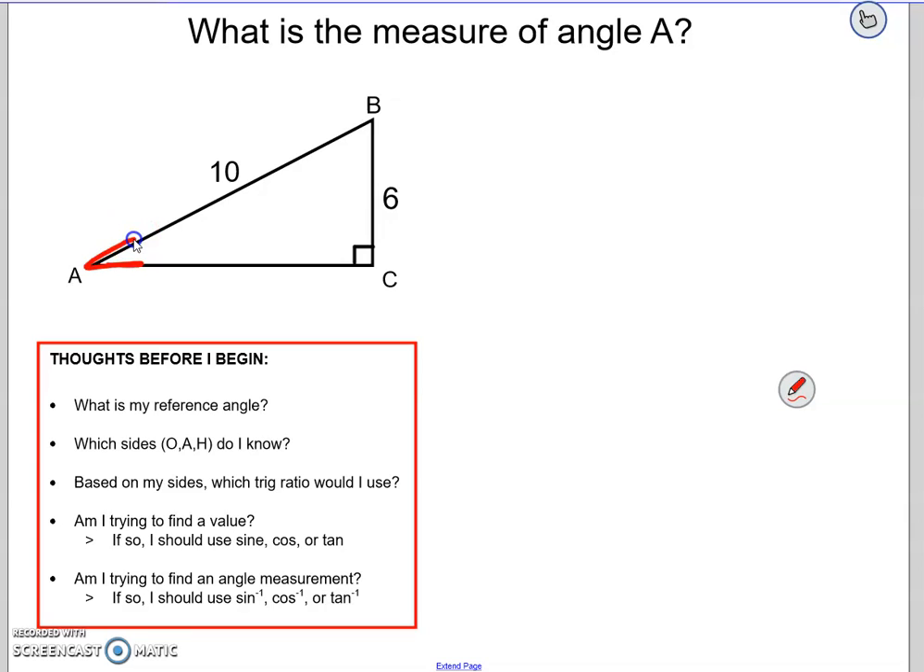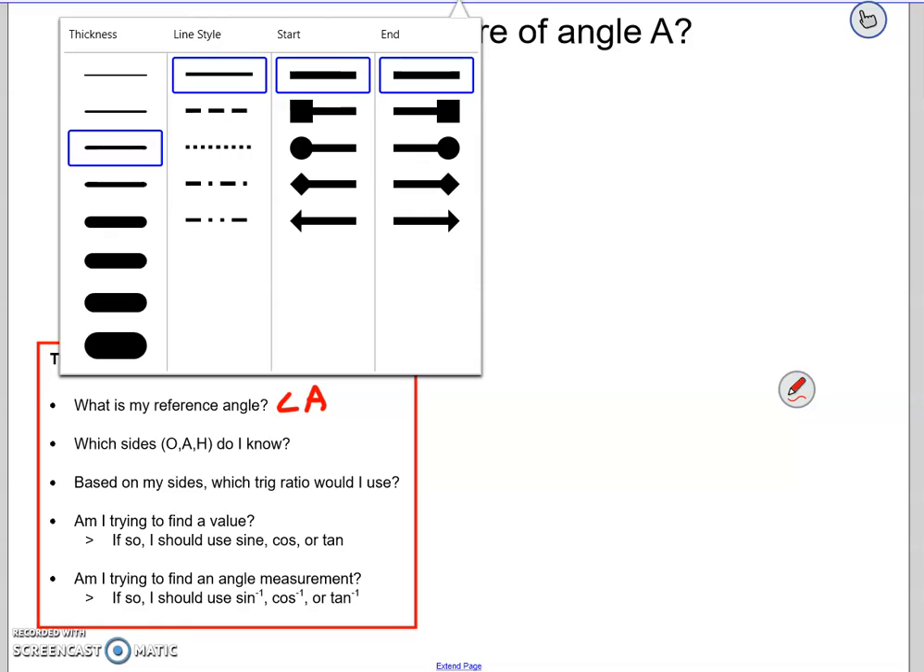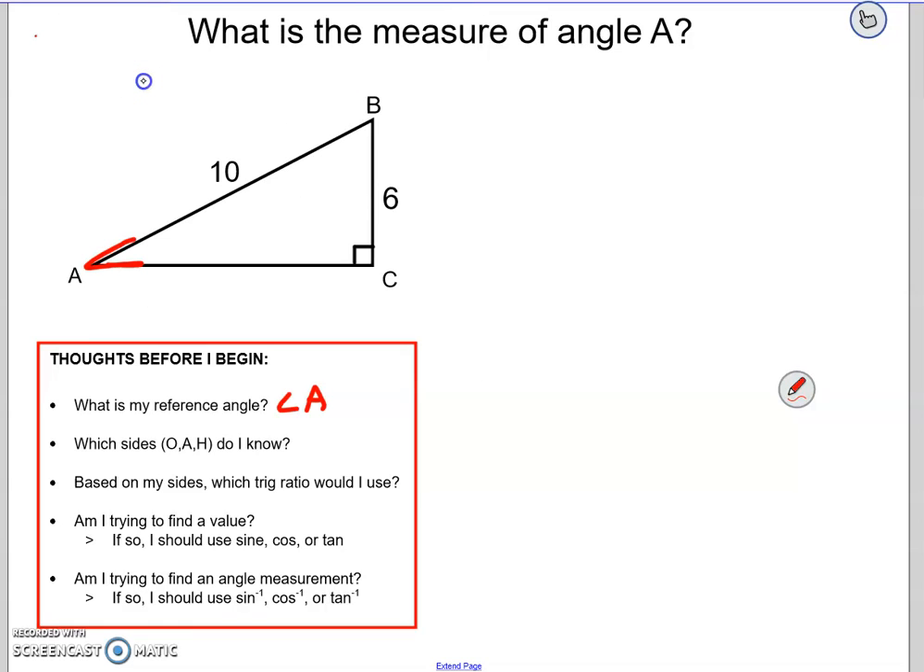I've got a couple questions down below as I'm beginning. What's my reference angle? Well, it's angle A. So we have to identify that, and then identify which sides you actually know about. Do I know what the opposite is? Do I know what the adjacent or hypotenuse is from that reference angle? Well, I know the opposite side is 6, and I know the hypotenuse here is 10. So it's the opposite and the hypotenuse that I know something about.